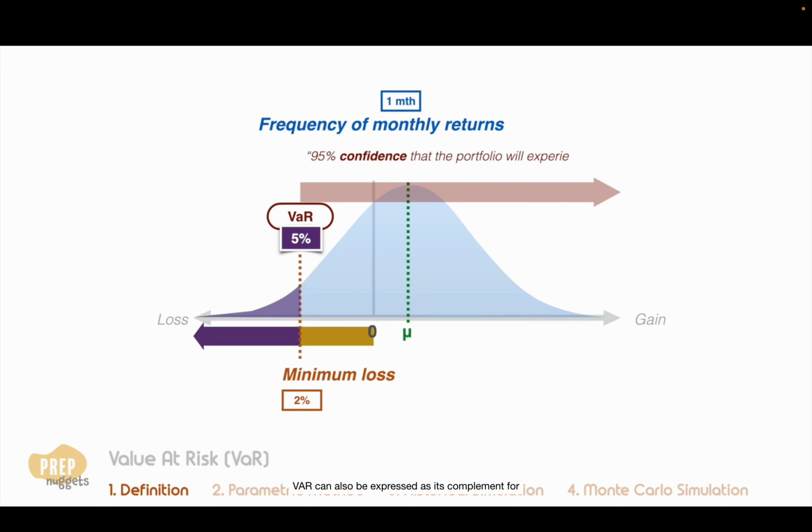VaR can also be expressed as its complement. For this case, we can say that there is a 95% level of confidence that the portfolio will experience a loss of no more than 2% in any given month.